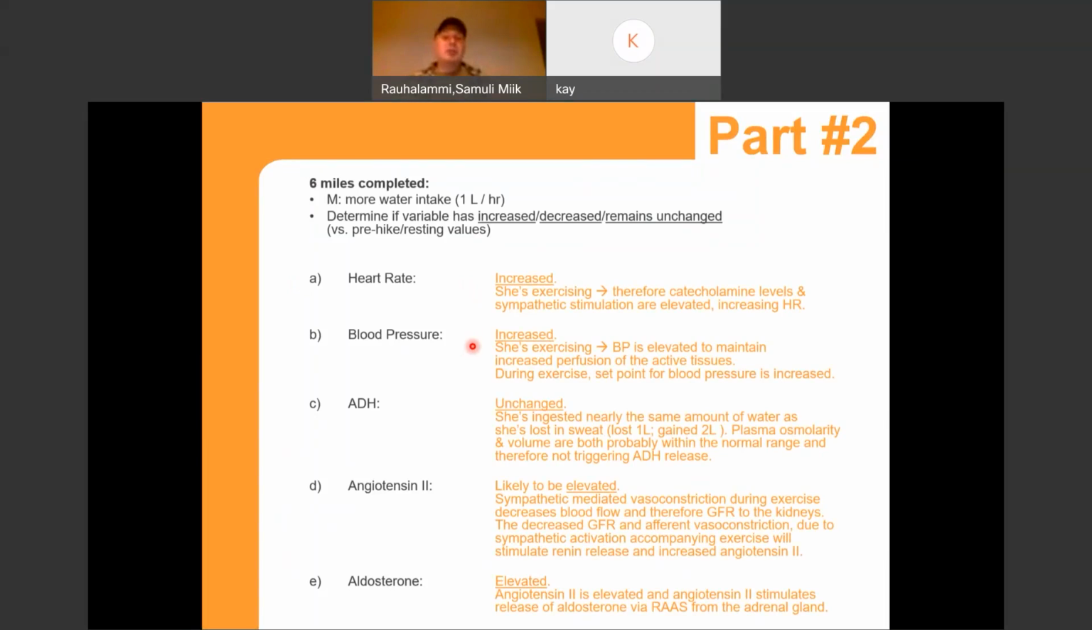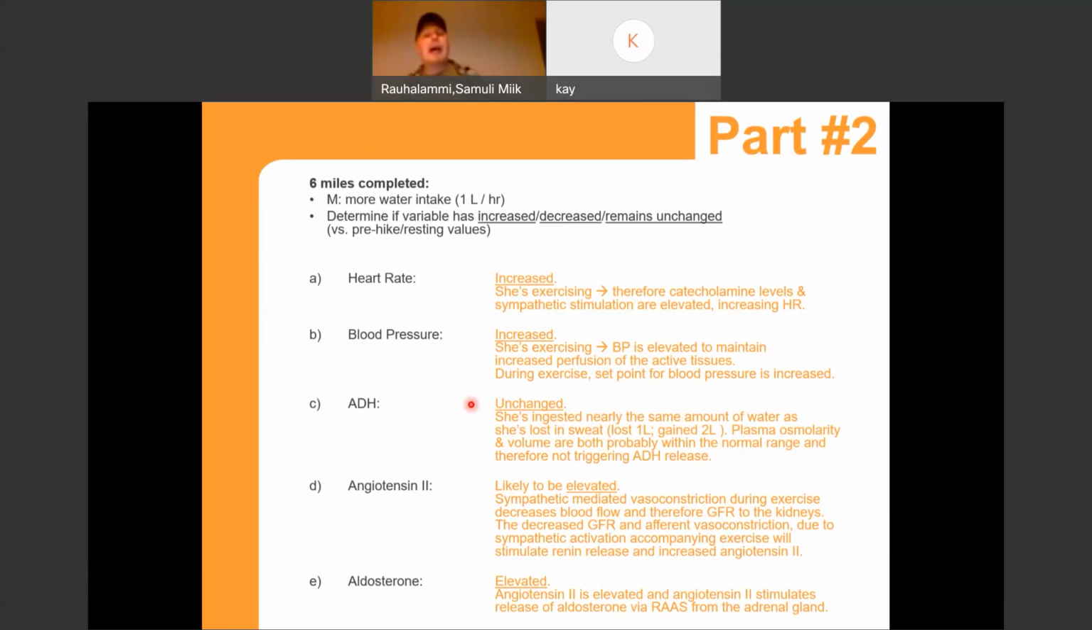She is also seeing an increase in blood pressure for the very same reason. She is exercising, and in response to the exercising, her blood pressure is going up so that we're able to provide enough perfusion to the tissues, such as the muscles that she's using as she's exercising. So there is going to be an increase in both heart rate and blood pressure.